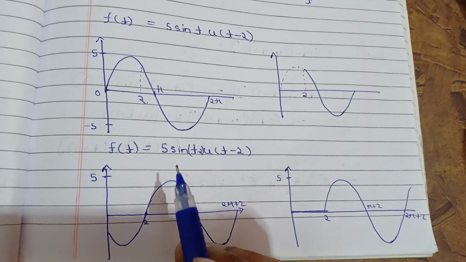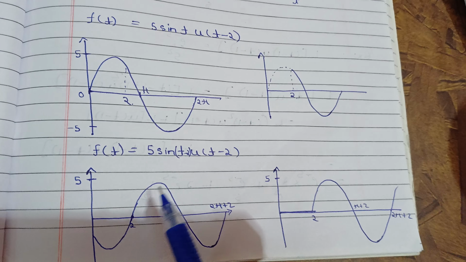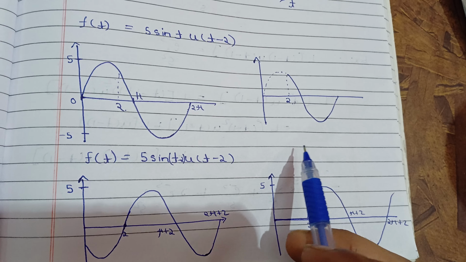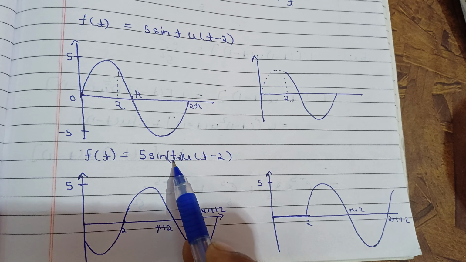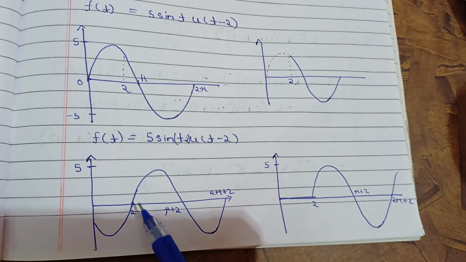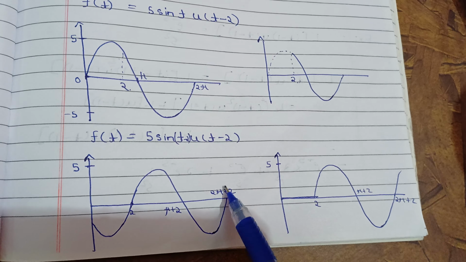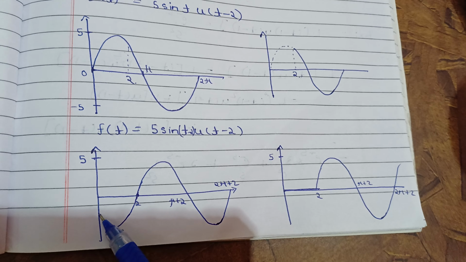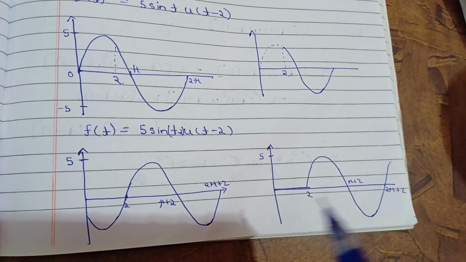Same we see for 5 sin(t minus 2) u(t minus 2). See, this sine function will shift toward the right by 2, meaning at t equal to 2 you will get 0, so this zero will be at this point. This curve will start from here like this, and at t equal to 0 you will get something like minus sin 2, so it will be somewhere here. So this will be the curve.